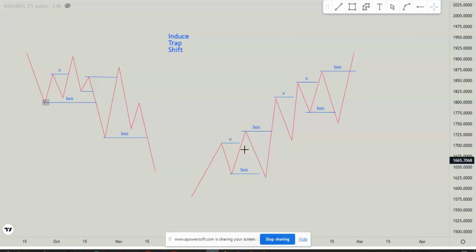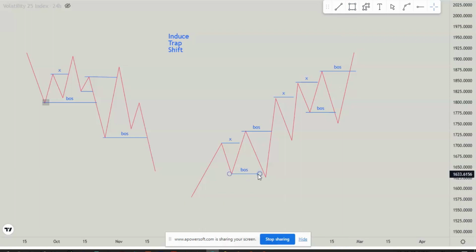This is a break of structure, and then we break structure, but we are overall in a bullish move. Someone could call this a break of structure, but generally it's an inducement because we've not taken out this low. We are considering that we've not seen the origin of this point here, this area here. So that's why in this case I called it a break of structure.